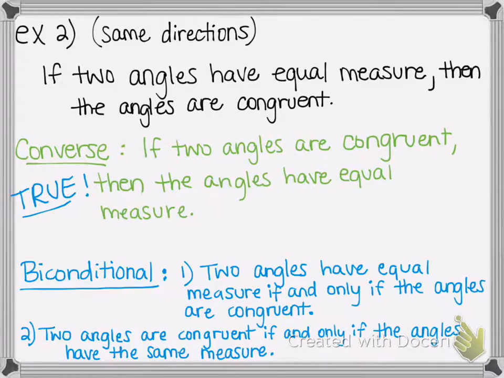So when we write our biconditional statements, there's two ways you can do it. The first way is: two angles have equal measure if and only if the angles are congruent. Or the second way is: two angles are congruent if and only if the angles have the same measure.